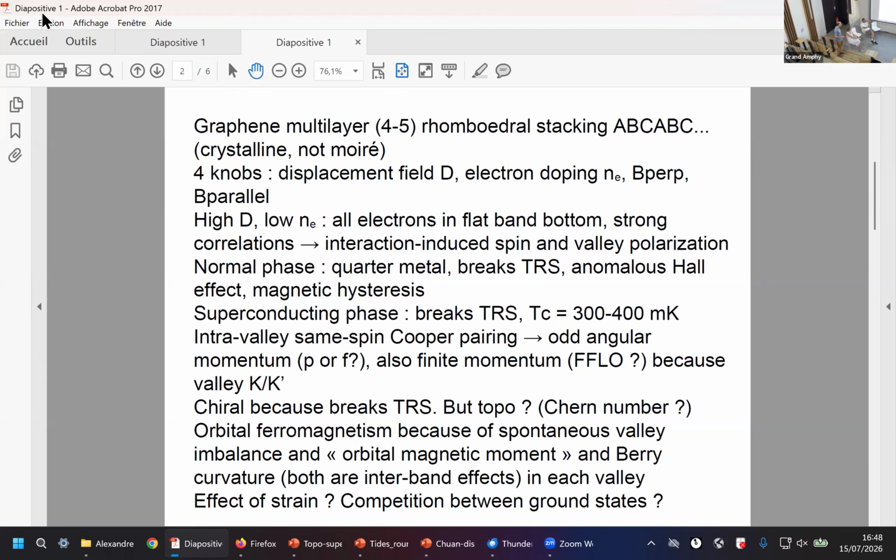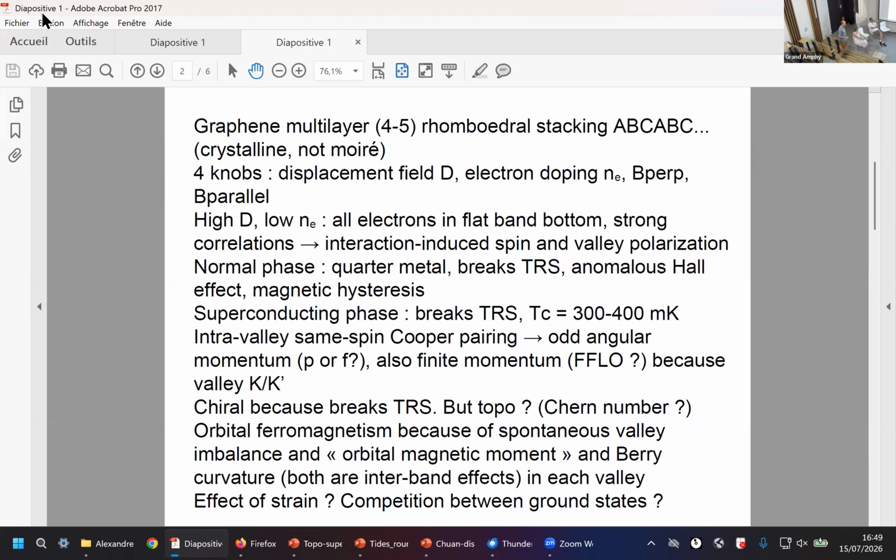And in some of the samples, they see this quarter metal phase at low temperature, 300 or 400 millikelvin, becomes superconducting. And they still see that it breaks time reversal symmetry. And that's what they call a chiral superconductor. So it's a superconductor that breaks time reversal symmetry. They also expect that because they think it's intra-valley and same spin pairing, because you're in a quarter metal, that because of Pauli blocking, you must have odd angular momentum. So they have no idea of the real symmetry, but they expect it could be P or F.